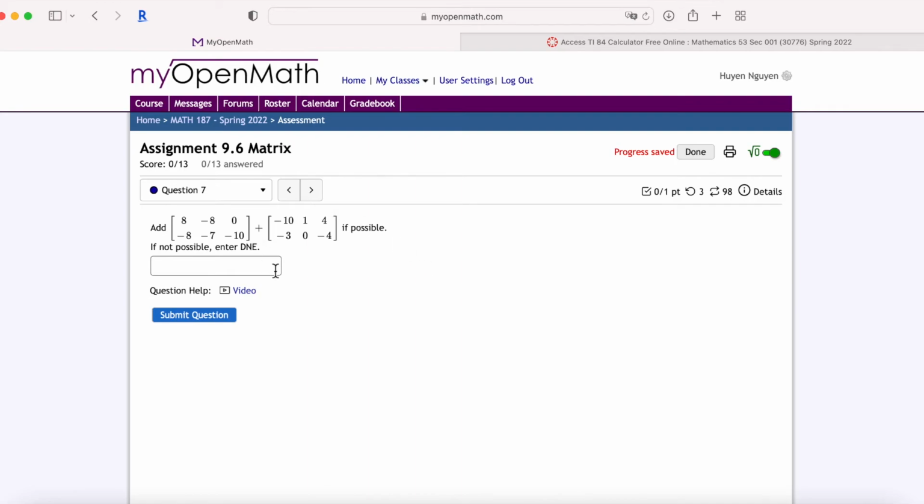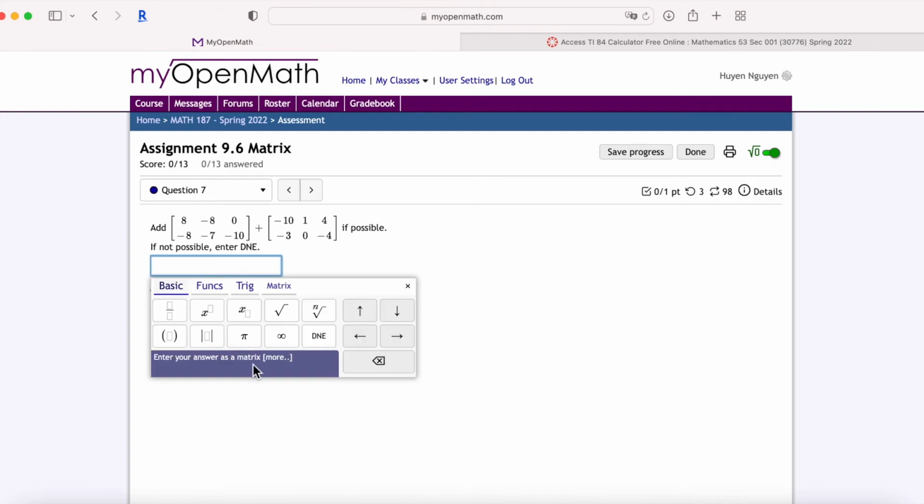So here is one of the homework questions. They are asking you to add the two matrices. When you want to add the two matrices, make sure that they have the same dimension. So this is 2 by 3, this is also 2 by 3. So that means it's possible to add the two matrices. When you want to enter your answer as a matrix, you click in here and click on More in order to read the instruction on how to enter them in.